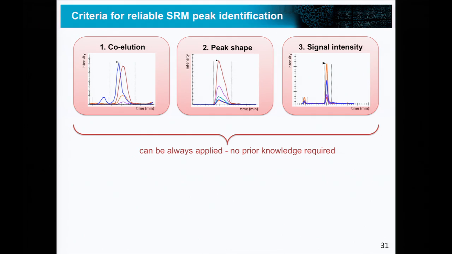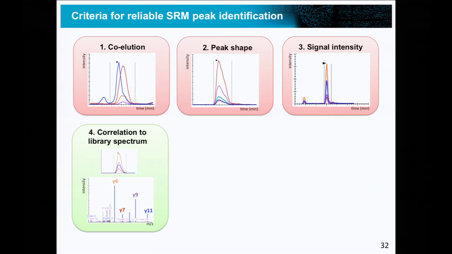But unfortunately, very often when you work with complex samples, these 3 criteria are not enough to be really sure that you're looking at the right thing. And this is why it's important to have additional criteria. One additional criterion is the correlation to a library spectrum.